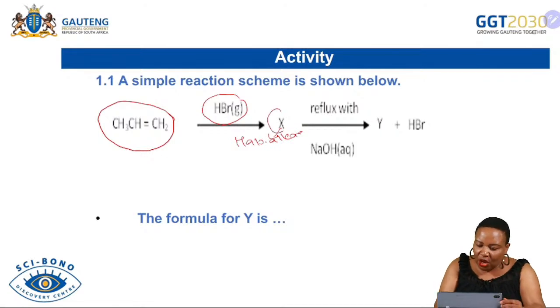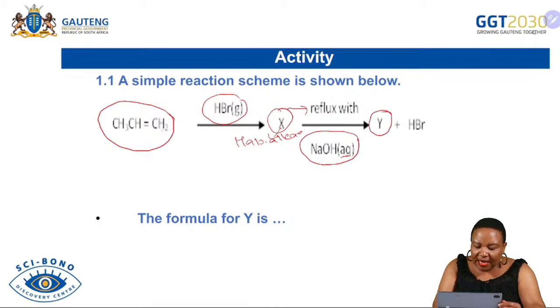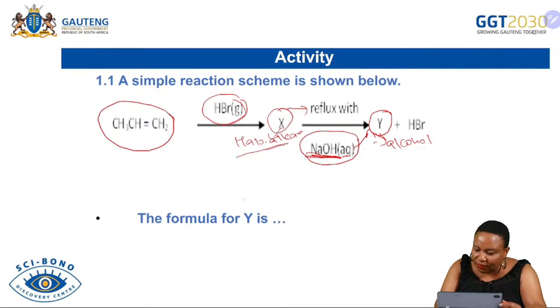And that haloalkane will further react with sodium hydroxide aqueous. Aqueous means diluted sodium hydroxide, and gives you Y. So already you know that if this is an alkene and it reacts with HBr and gives you a haloalkane, when it reacts with diluted sodium hydroxide, it will give you what? It means this Y is going to be our alcohol. So they say identify the formula of Y.